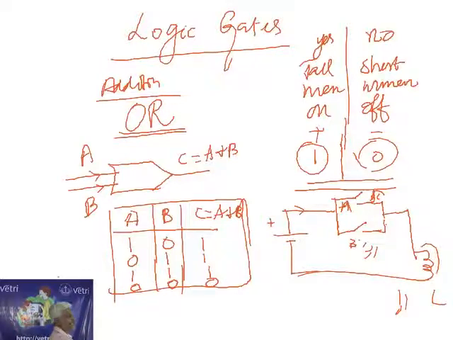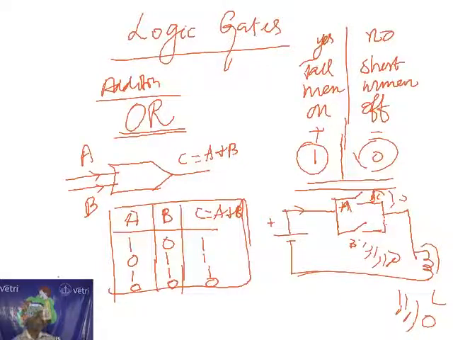Both the gates are closed, A and B closed, here also the bulb glows. Both the gates are open. What happened? The current comes up to here, and up to here. It cannot go to the lamp. Therefore the circuit is not completed, and the lamp will not glow. If it will not glow, the answer is 0. So this is the circuit explanation for the OR gate.